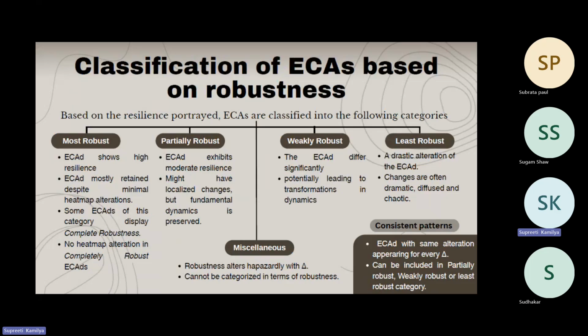Let me first clarify that ECA-D means an ECA that has a distant neighbor integrated into it. So that is the updated ECA. And an ECA-D that shows high resilience falls under the most robust category. That means that it will retain its structure despite the introduction of the distant neighbor in the cellular automata, and therefore we have classified that as most robust. Some ECAs of this category displayed complete robustness. Complete robustness means that under the heat map that we have introduced in the code, there would be no changes identified between the original space-time diagram and the changed space-time diagram. No heat map alteration in completely robust ECA-Ds.